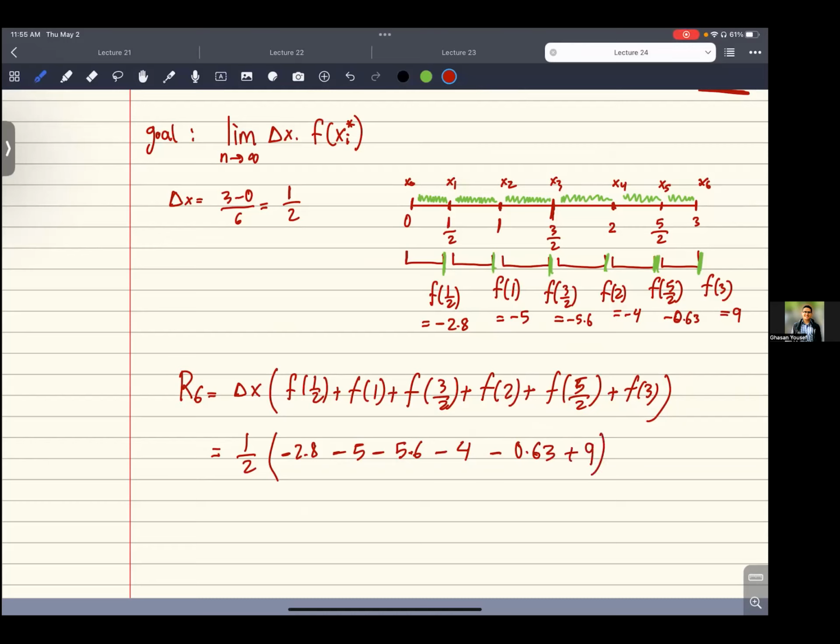Okay, and after calculating with the calculator, the answer is minus 3.9375, and this is the Riemann sum or the integral. Okay, so this is the Riemann sum or the integral. Makes sense?